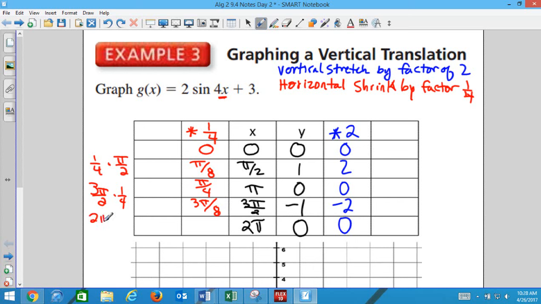Or 2 pi multiplied by 1/4. We're multiplying 2 pi over 1 by 1/4, go straight across. We get 2 pi over 4, which then reduces to pi over 2.